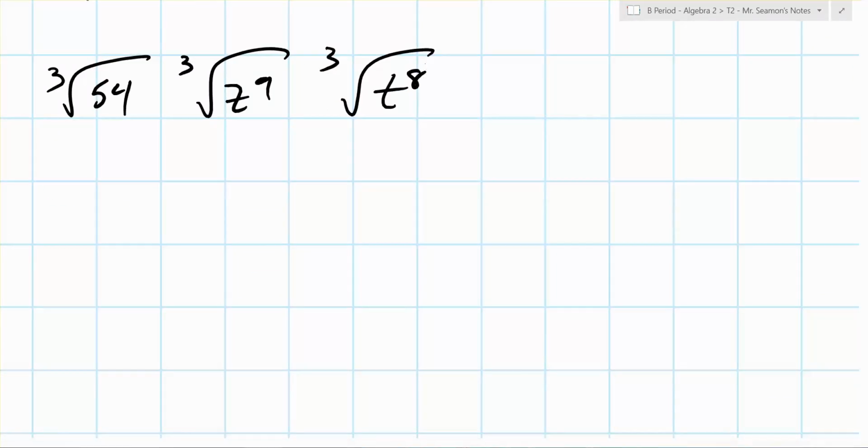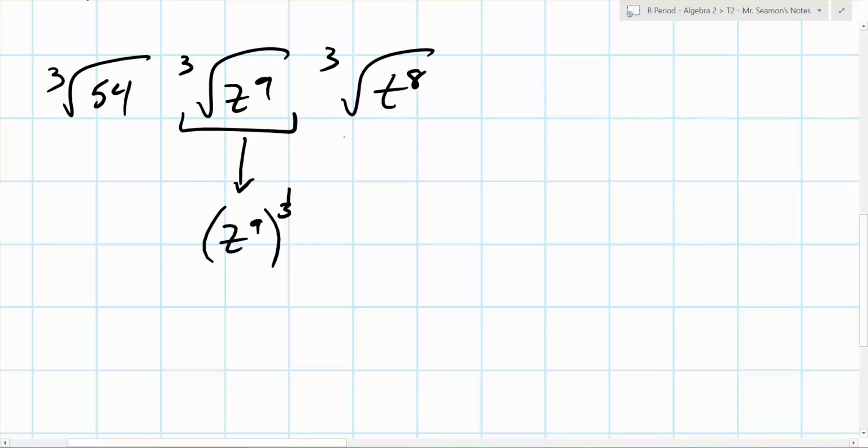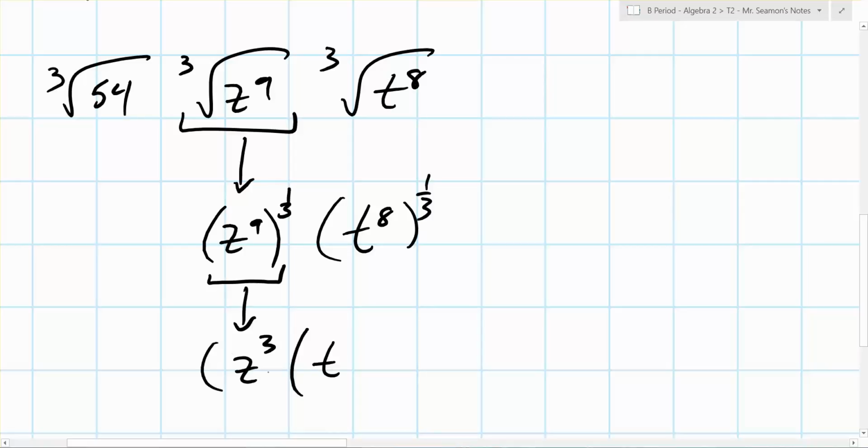To the 1/3 power. So that helps to think about right here, because you have z to the 9th to the what? To the 1/3. And then you have t to the 8th to the 1/3. So if you keep on going with this, that's going to be z to the 3rd, and then times t to the what? 8/3. That's one way to do it.